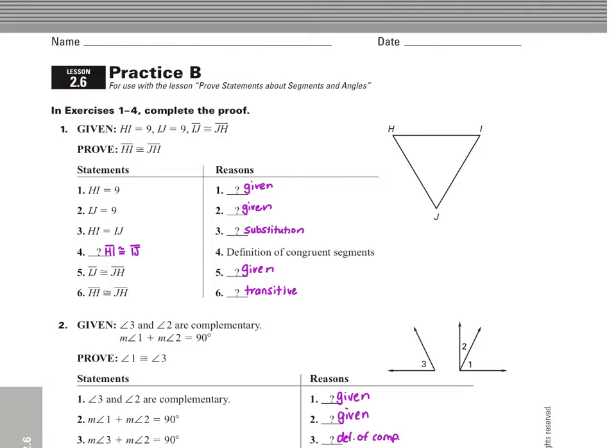And 2.6. So 2.6 was a little bit more in depth on the geometric proofs. So 1, the first 2 statements were given, and then because they both equal 9, you set them equal to each other. That's substitution. You went from, if you're using definition of congruent segments, you're going from equals to congruence or the other way around. 5 was also given to you, and 6 would have been transitive. If HI equals IJ and IJ equals JH, then HI equals JH.